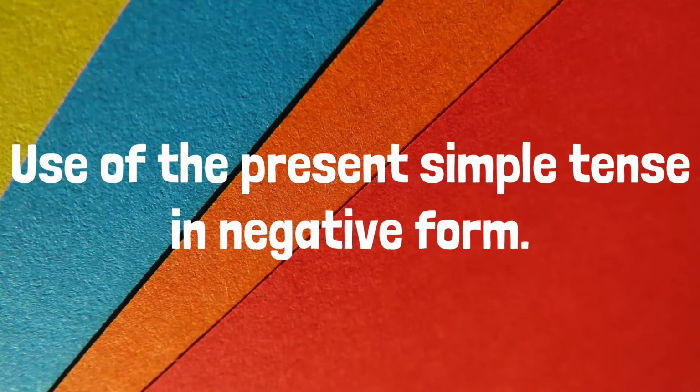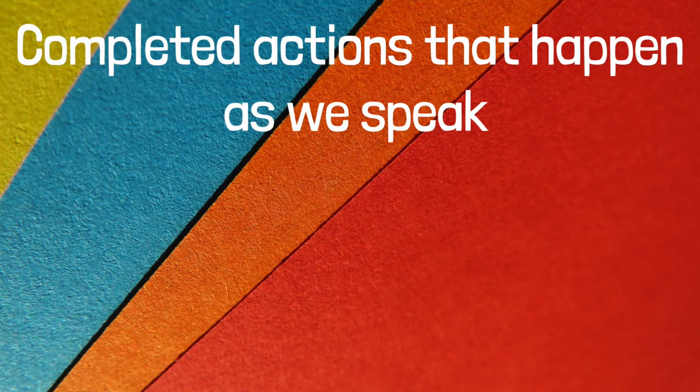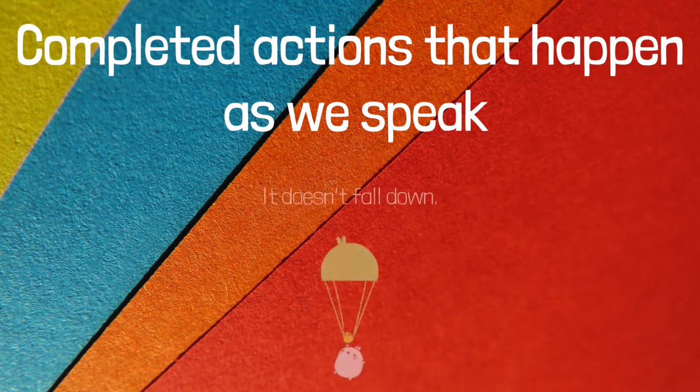Use of present simple tense in negative form. We use present simple tense in its negative form to deny completed actions that happen as we speak. For example, she doesn't pass the ball. He doesn't shoot. It doesn't fall down.